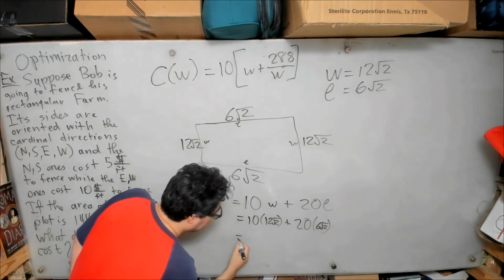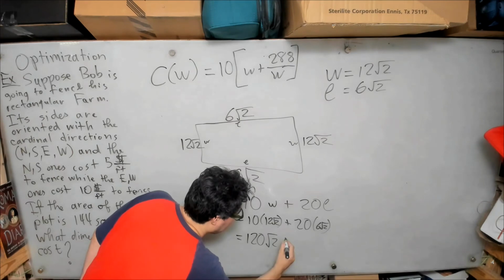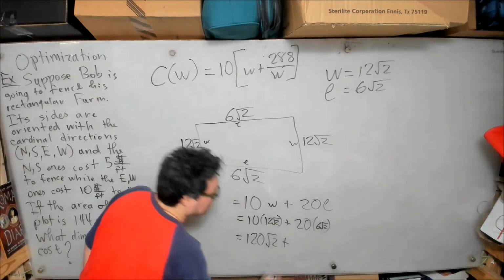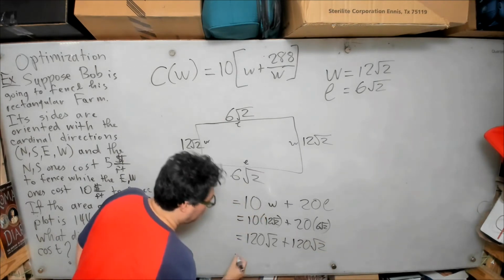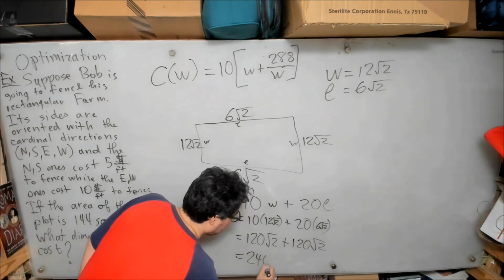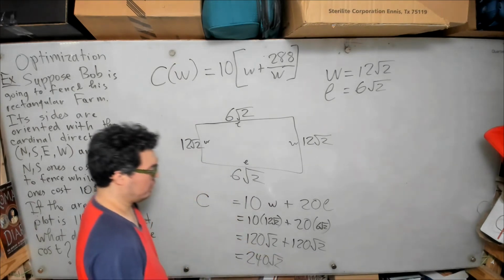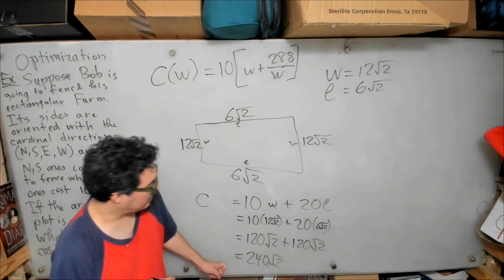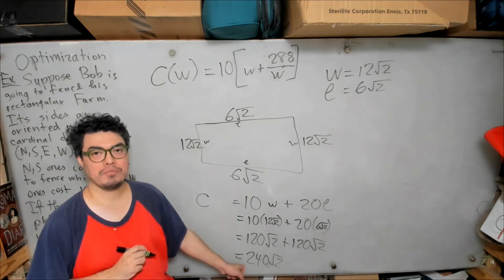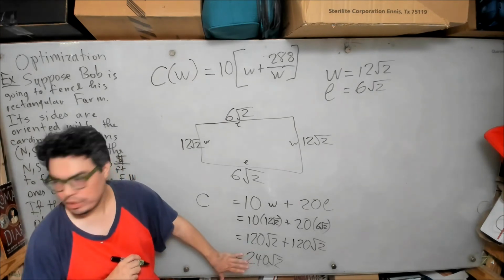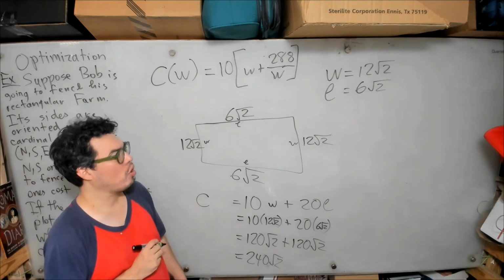And you can see that it's going to give us 120 square root of 2 plus 20 times 6, 6 times 2, that's 120 again. 120 square root of 2. And you can see that this is 240 square root of 2 because 120 plus 120 is 240. So 240 square root of 2. That's the cost of fencing of Bob's farm. That was extra information that wasn't needed, but I wanted to show you what that was so that we could leave this problem totally solved.